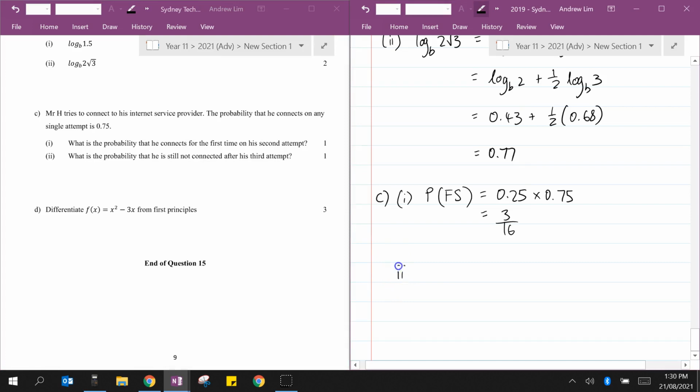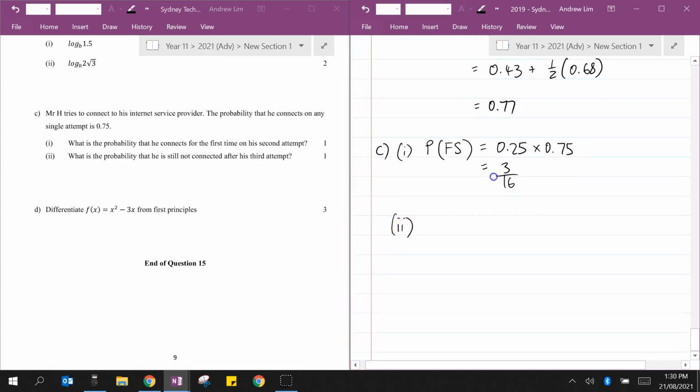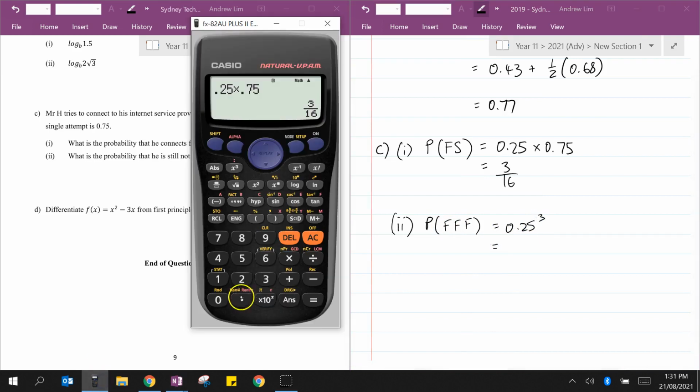Part 2. What is the probability that he is still not connected after his third attempt? So that means he must have failed, and failed, and failed. 0.25 cubed. One out of 64.